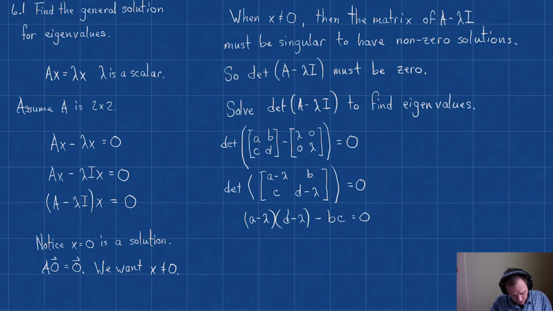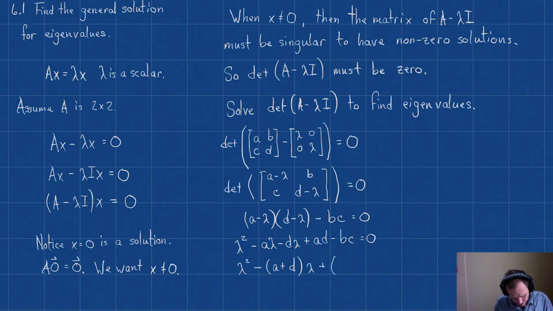So let's distribute this. I'm going to get a lambda squared. Then, let's see, what else do I get? I get minus A lambda minus D lambda. I'm going to write it the other way, it'll look a little more natural. And then I get a plus AD minus BC equals 0. Okay, let's factor the lambda from those second and third terms. This is lambda squared minus A plus D times lambda plus, in parentheses, A times D minus B times C equals 0.